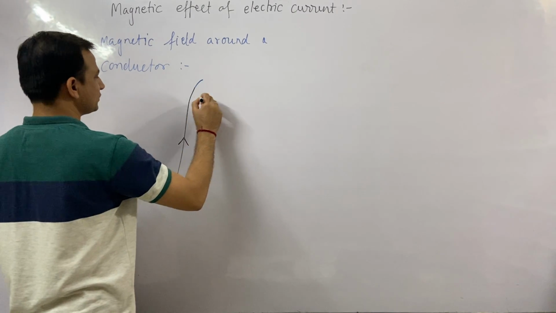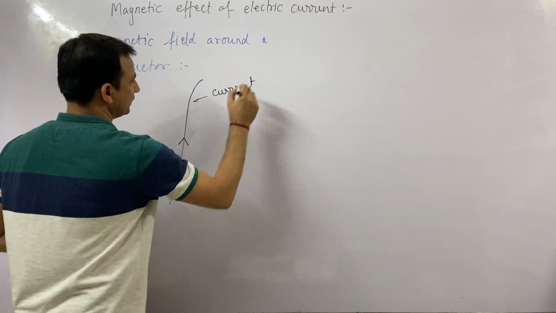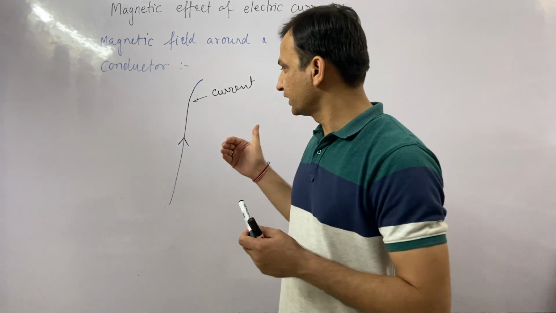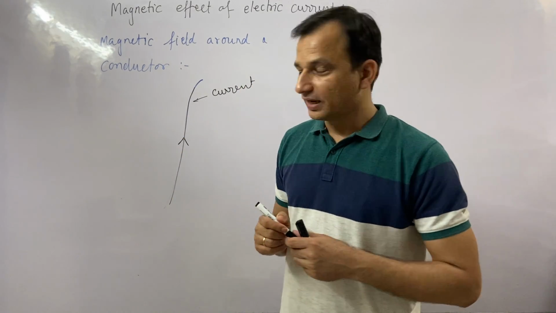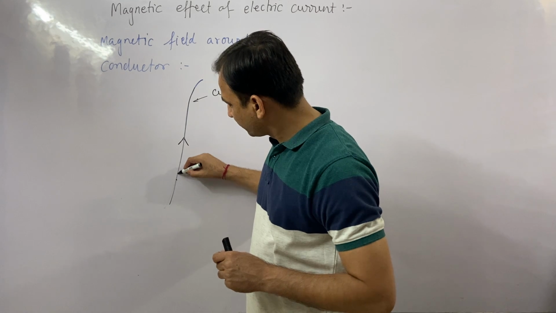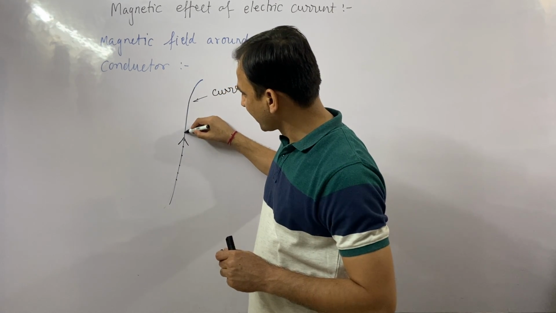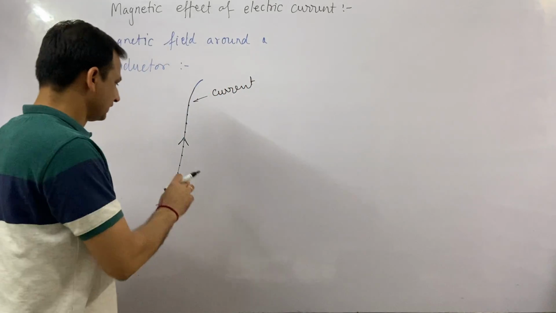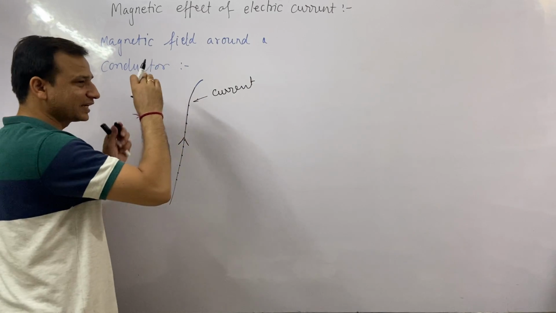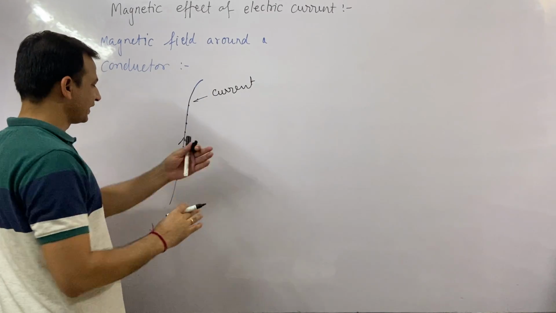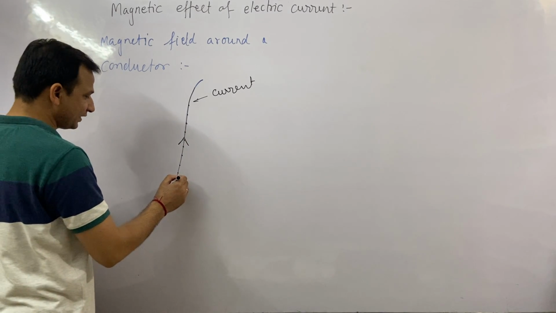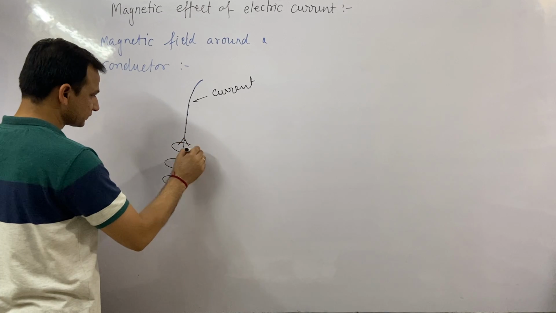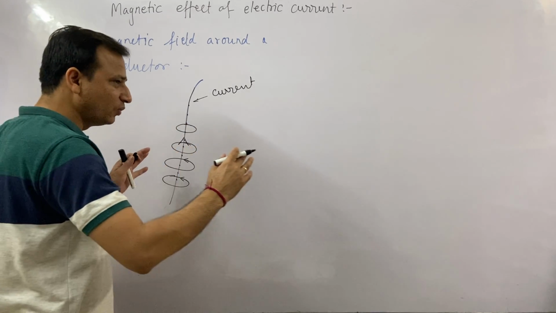Now as current flows in this wire, what we observe is that magnetic fields are generated around this conductor, and at each and every part of the wire there is magnetic field generated. If you take this part, there is magnetic field, this part, magnetic field, this part, magnetic field. It means at each and every point of the wire there is magnetic field generated around it. And these magnetic field lines are in the form of circles, something like this.